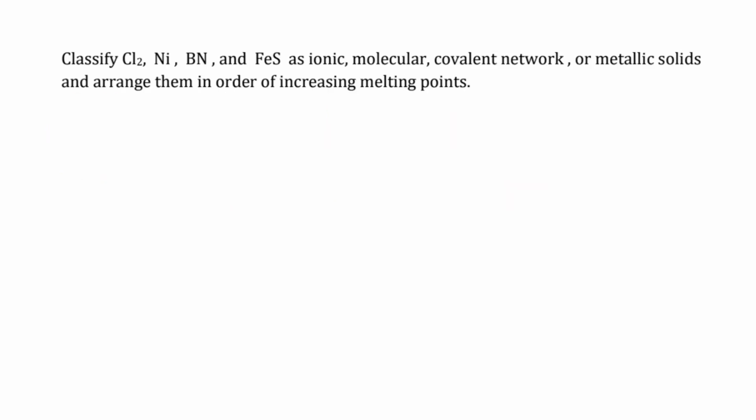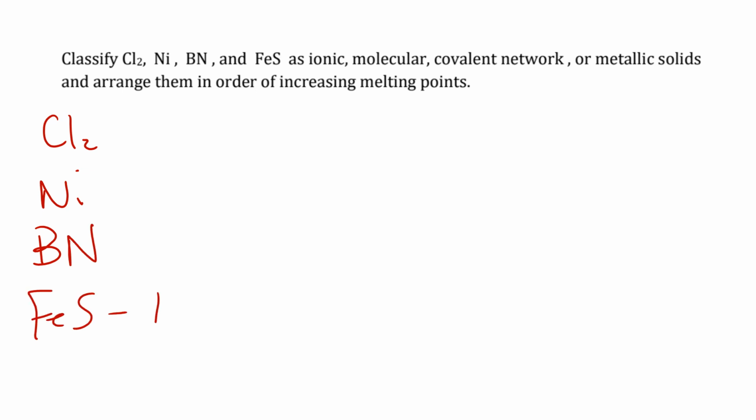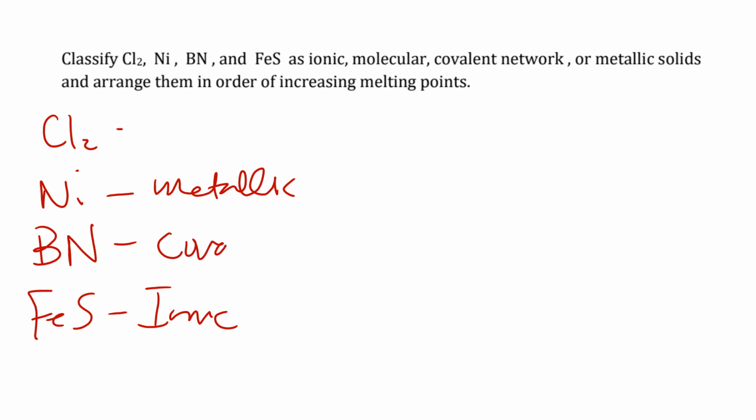Classify Cl2, Ni, BN, and FeS as ionic, molecular, covalent network, or metallic solids, and arrange them in increasing melting points. So we have Cl2, Ni, BN, and then FeS. So this is ionic. This nickel by itself is just metallic. The boron and nitrogen, that's covalent network. So that Cl2 is just a molecular solid.